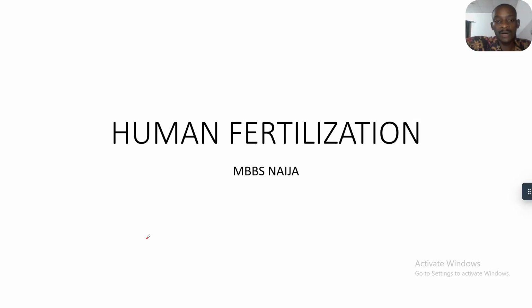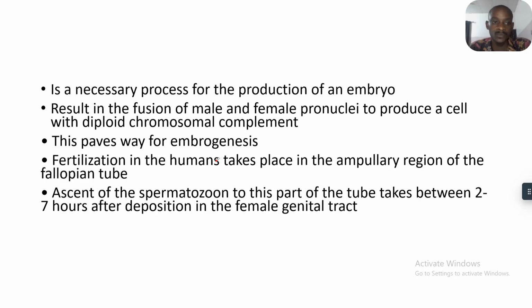Today we'll be talking about human fertilization, the various activities that lead to it, and how it comes into play. Human fertilization is a necessary process for the production of an embryo, as we all know. It results in the fusion of the male and female pronuclei to produce a cell which is diploid in chromosomal complement. This paves the way for embryogenesis.